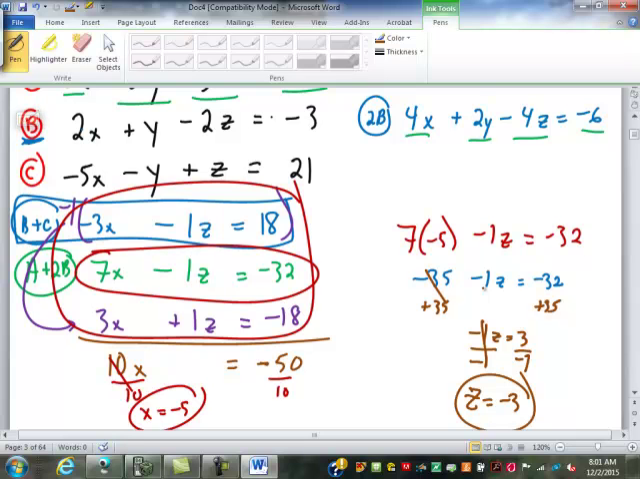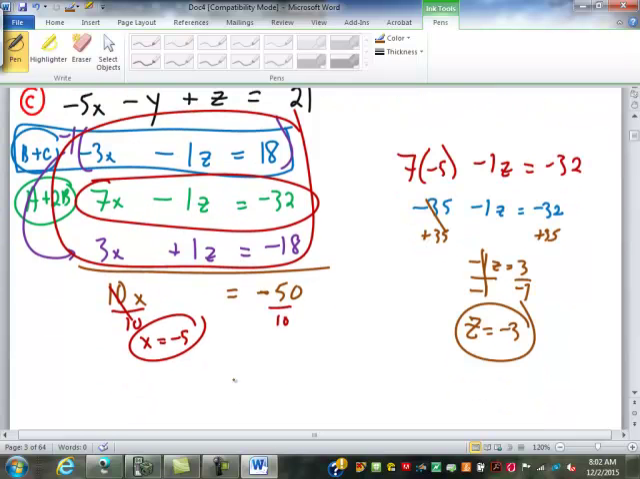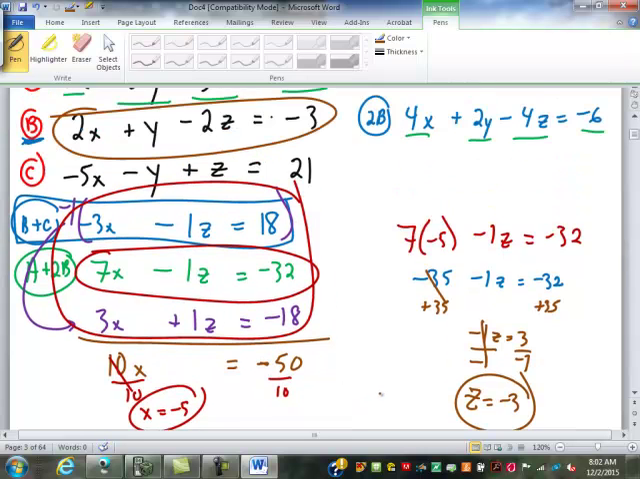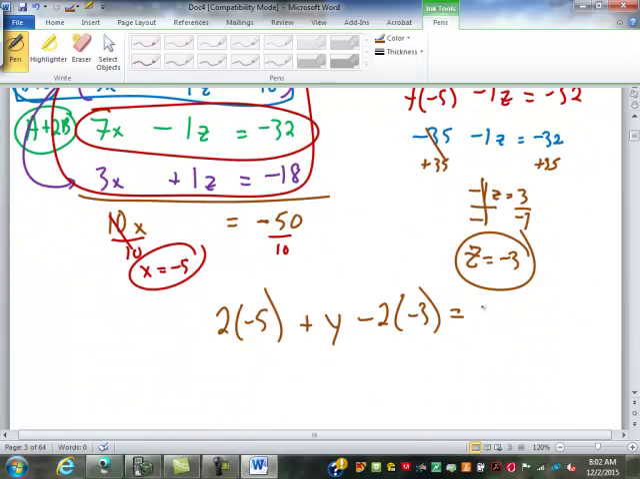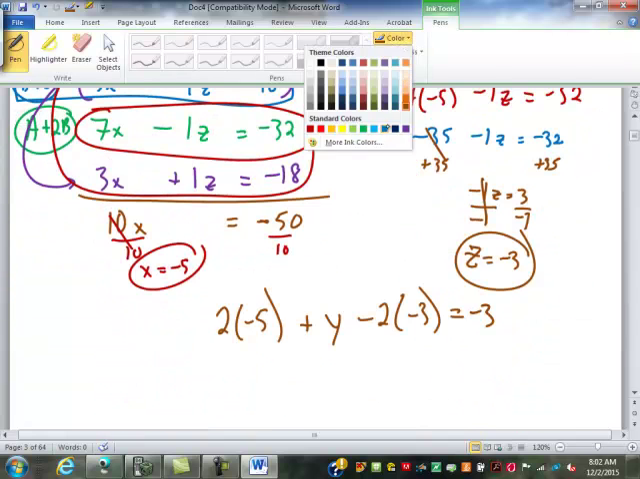Now I can find y. I'm going to go back to my original equation B. 2x is going to be 2 times negative 5, plus y, minus 2z is going to be minus 2 times negative 3, equals, what's that, negative 3, wasn't it? Yeah, negative 3. So now we'll work this out.